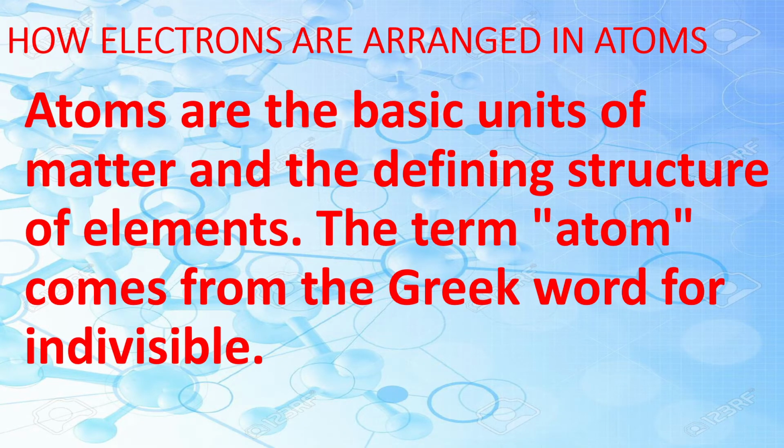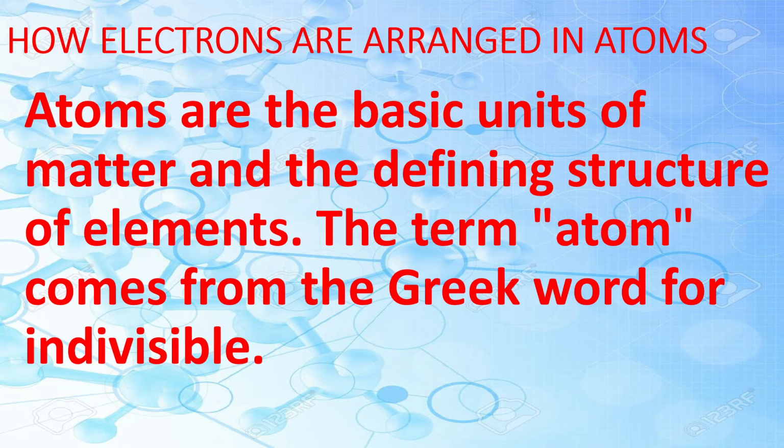We are done with the atomic theory and model. Now let's proceed on how electrons are arranged in atoms. As we said a while ago, atoms are the basic units of matter and the defining structure of elements. The term atom comes from the Greek word atomos, which means indivisible, because it was once thought that atoms were the smallest things in the universe and could not be divided.